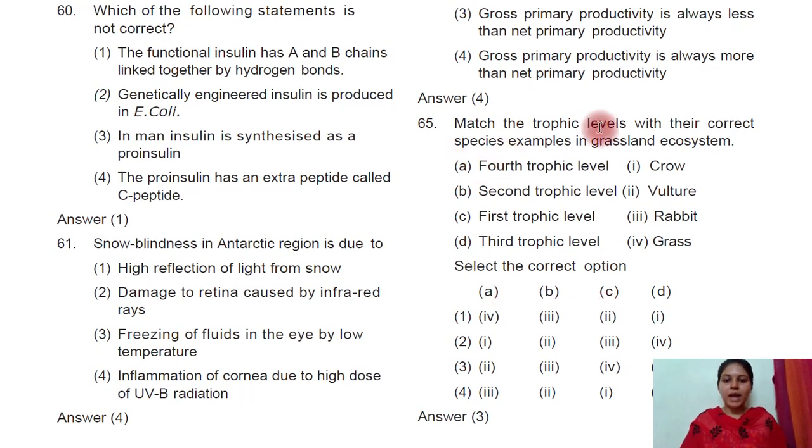Match the trophic levels. We have first, second, third, fourth. For the fourth, the highest trophic level, it is vultures, because they are high flight birds. Secondary trophic level, we all know that is rabbit, because rabbits can hop, they can jump. First trophic level, grass, because they can't move, they always inhabit the surface of the soil, right? And then we have third, crow, because crows can fly a little higher and they can sit on the trees. Next.